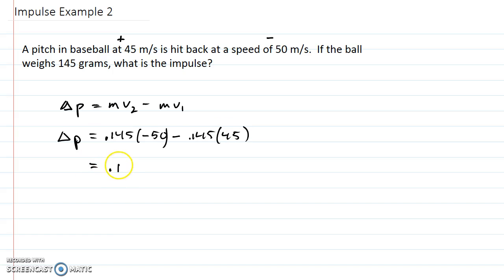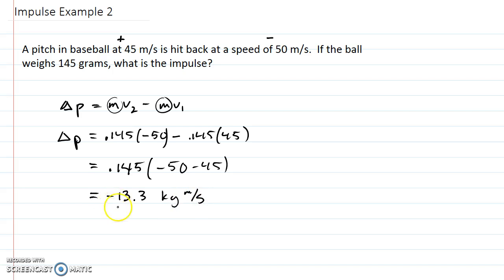Now one thing, because I'm a math guy, I could factor out 0.145 and just do minus 50 minus 45. Because you see there's an m on both of these, so you could just bring that to the front. When you do the calculation, you're going to get negative 13.3 kilogram meters per second, which you could just think of as positive because that's how much energy or momentum it has. The reason that's negative is because it was hit back, so you could think of it as a positive quantity.